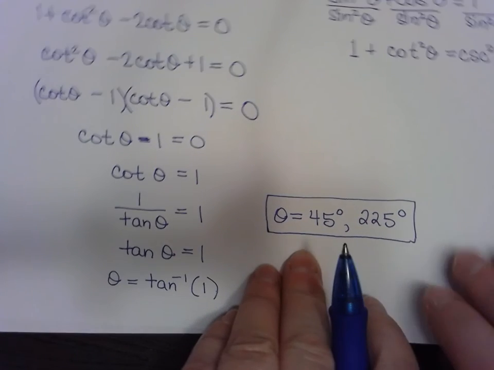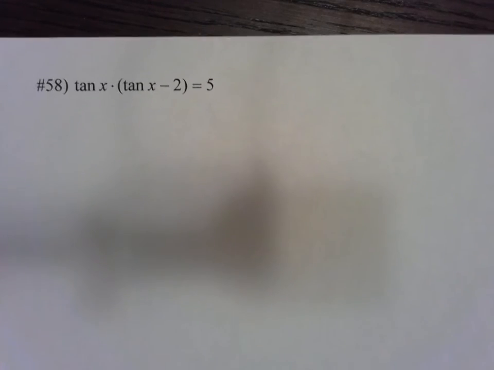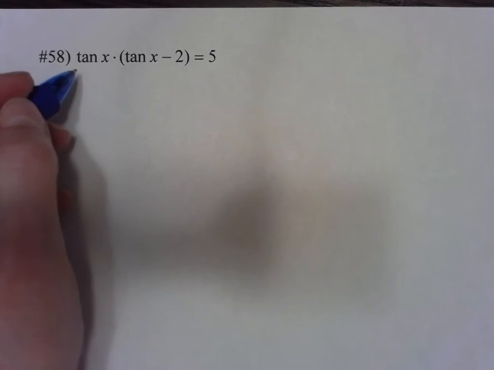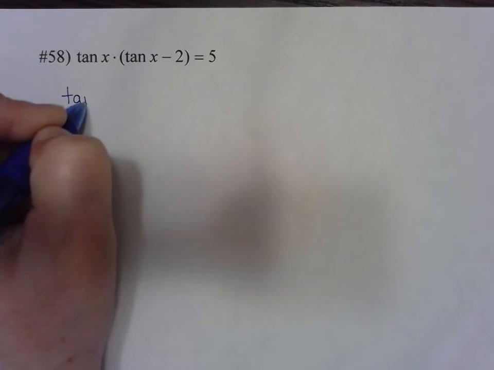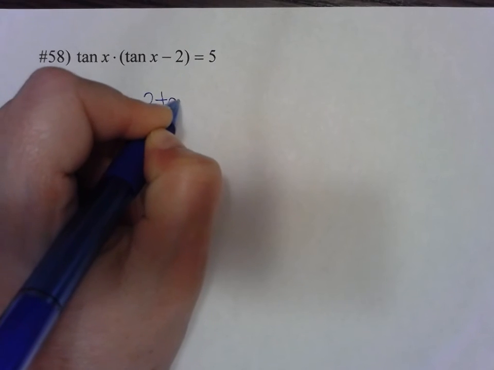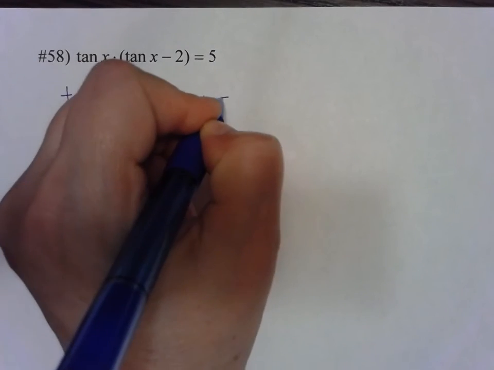Okay, let's do one more. Here's number 58. So I think the first thing we'll do here is we'll multiply this out since we just have the one trig function. This is going to give us tangent squared minus 2 times the tangent equals 5.